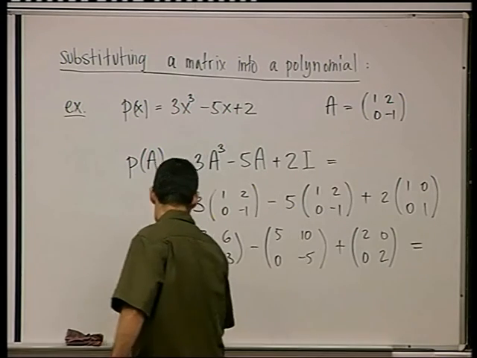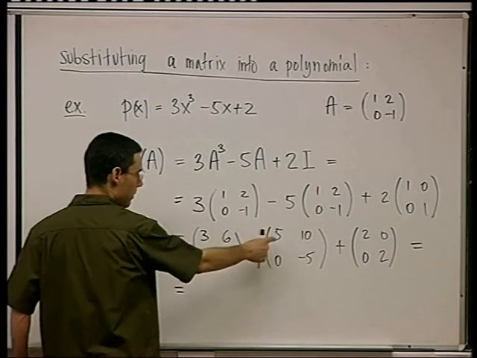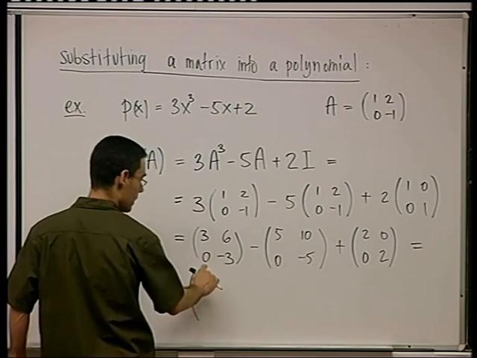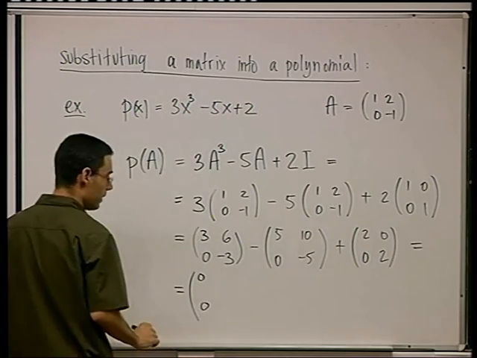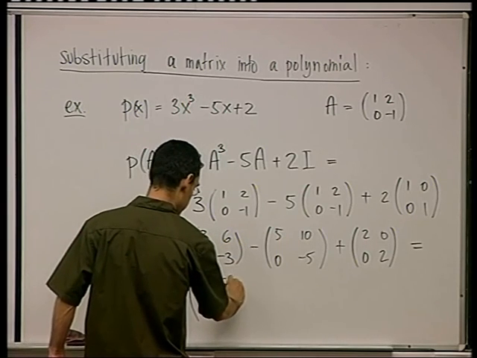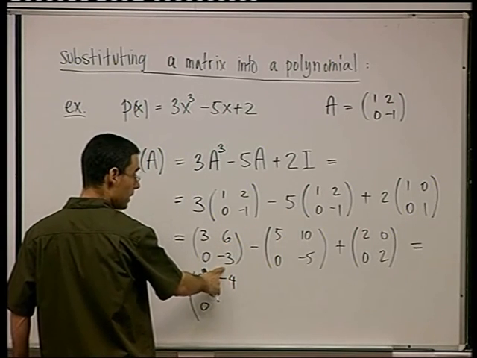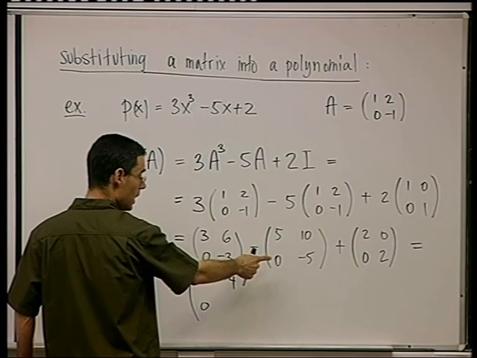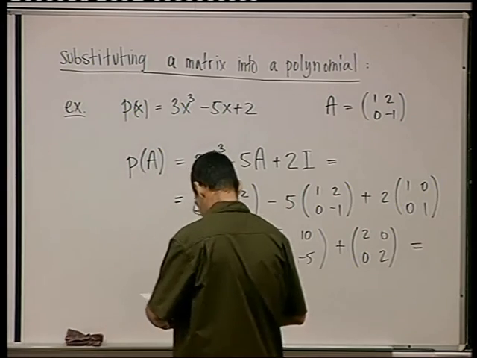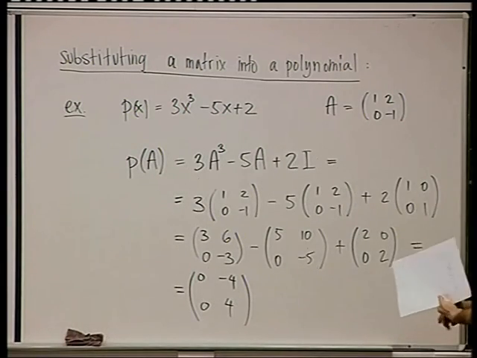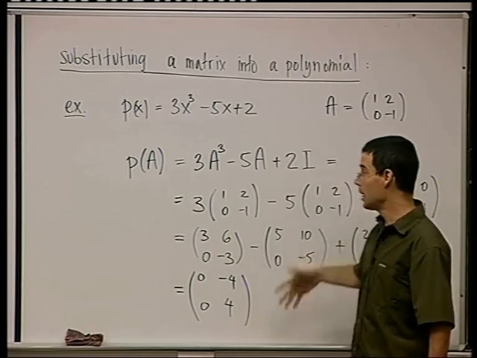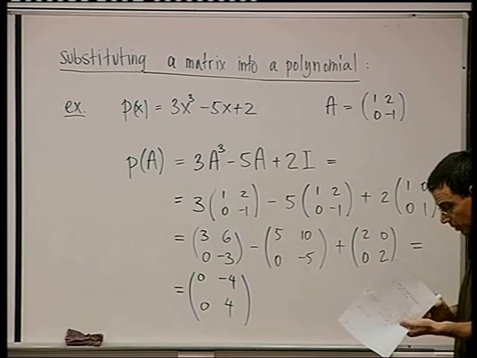And then in turn, I have to add and subtract. So 3 minus 5 is negative 2 plus 2, 0. This one is 0 as well. And then we have 6 minus 10, which is negative 4. And here we have negative 3 plus 5 is 2. Plus 2 is 4. So this is what we get. So plugging a matrix into a polynomial gives you a matrix, right? And that's the way it's defined. It's going to be useful later on.